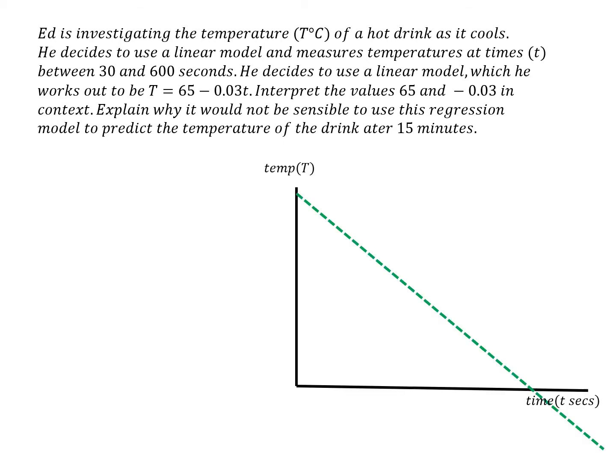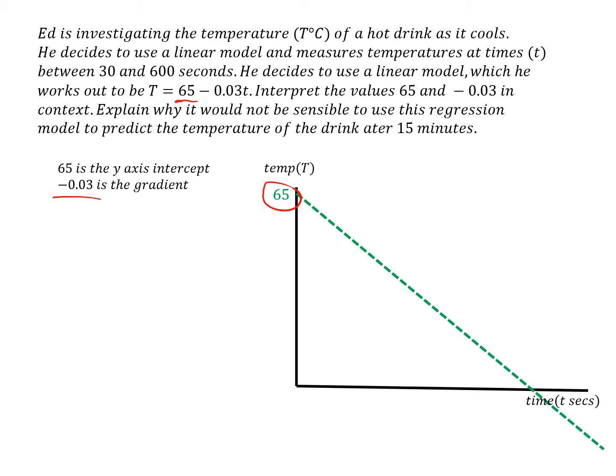going on. So this is a fairly straightforward linear model. We can see from the equation that the gradient is minus 0.03, so it's a negative gradient. So the line, the green line which I've drawn there, has got a negative gradient. So we're only interested in positive values of time on the x-axis there. So the 65 here is where the line cuts the y-axis, and the gradient is minus 0.03. So that's what the values 65 and minus 0.03 mean.